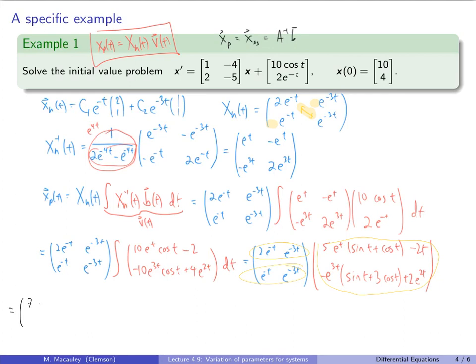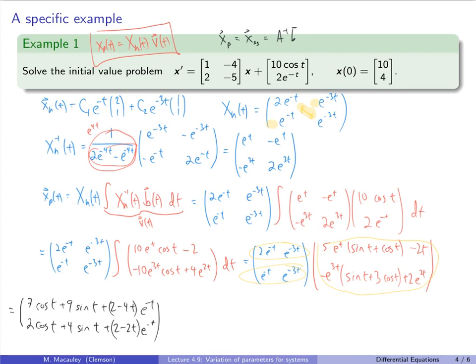You get 7 cosine of t plus 9 sine of t plus 2 minus 4t times e to the minus t on top, and on bottom you get 2 cosine of t plus 4 sine of t plus 2 minus 2t e to the minus t. So that is our particular solution up here.